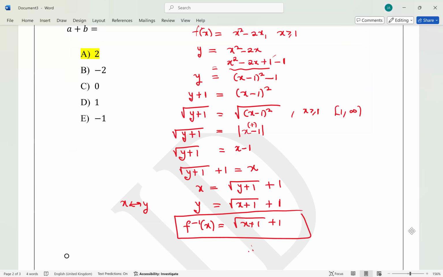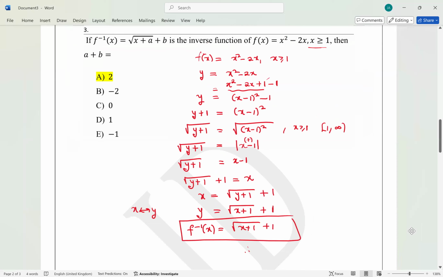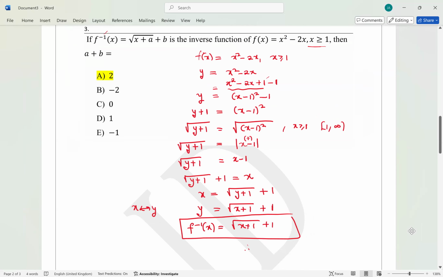Now, if you compare this with what you have initially, look at what you are given. We are told that f inverse is equal to this. So compare these two. F inverse of x equals root of x plus a, plus b. And what does that mean? It means that a is going to be 1. And b also is going to be 1.